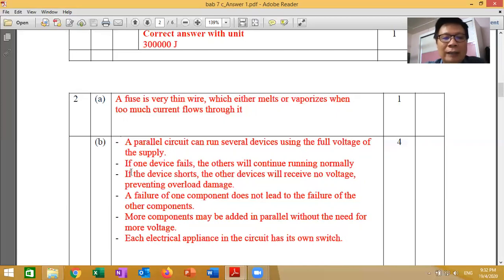Okay, the third answer, do you understand or not? The third answer is if one shorts, meaning short circuit, the other devices will not receive any voltage, preventing overload. So meaning that a circuit in parallel doesn't have a problem of short circuit. Don't need to worry so much. Okay, so that's this answer, next one.